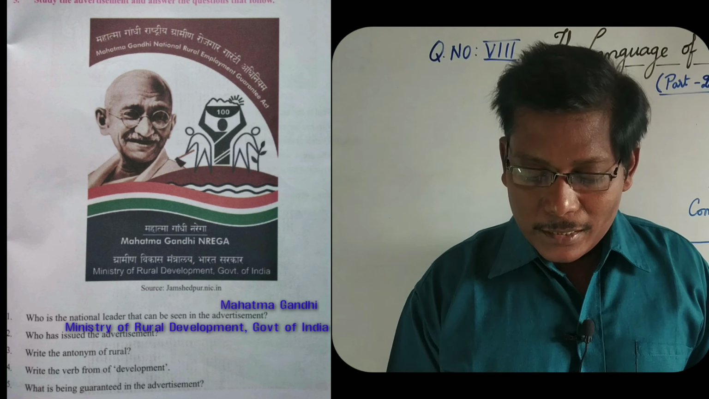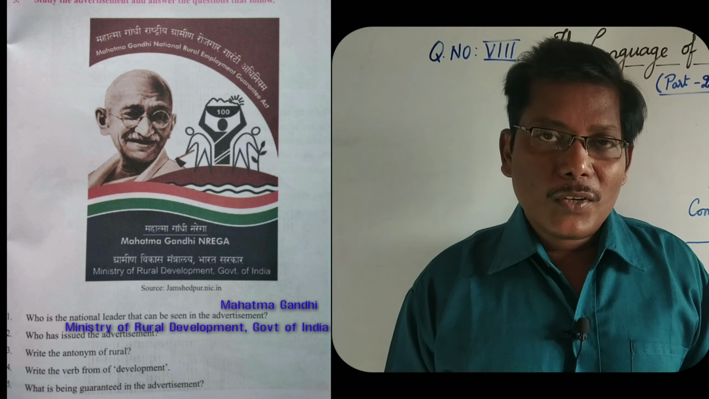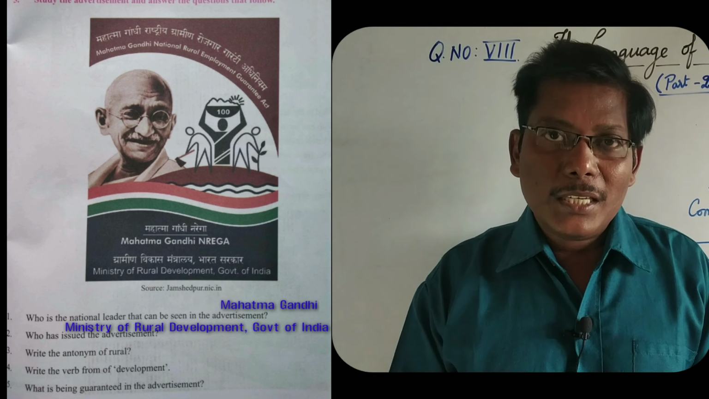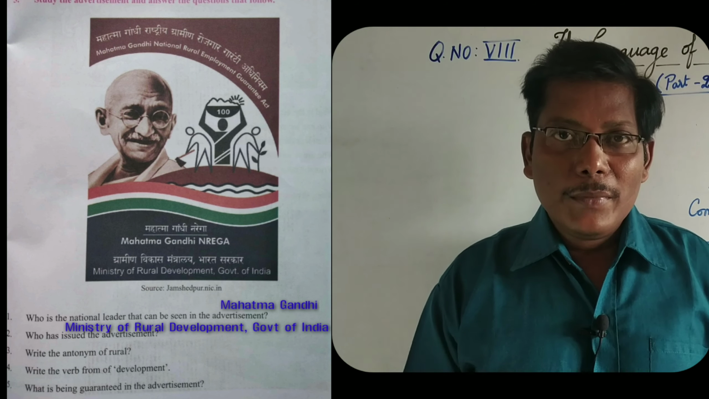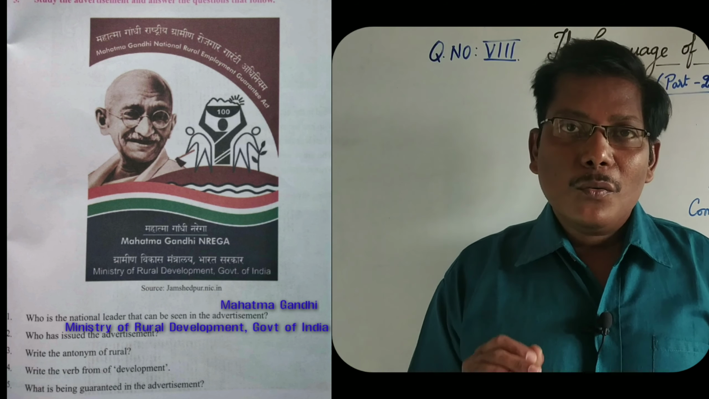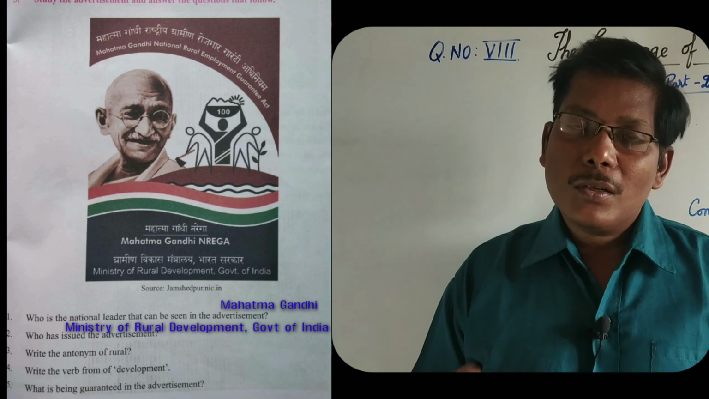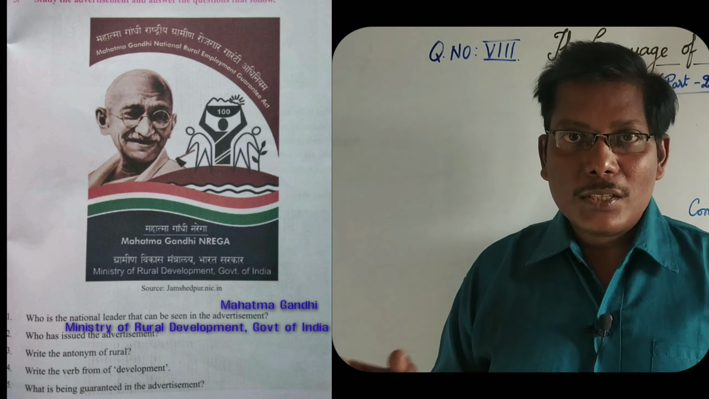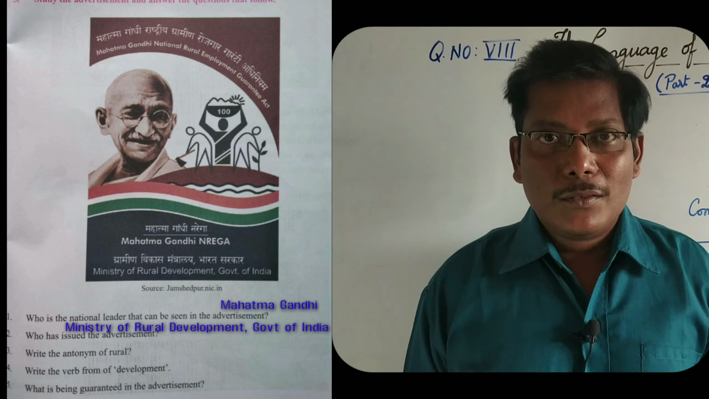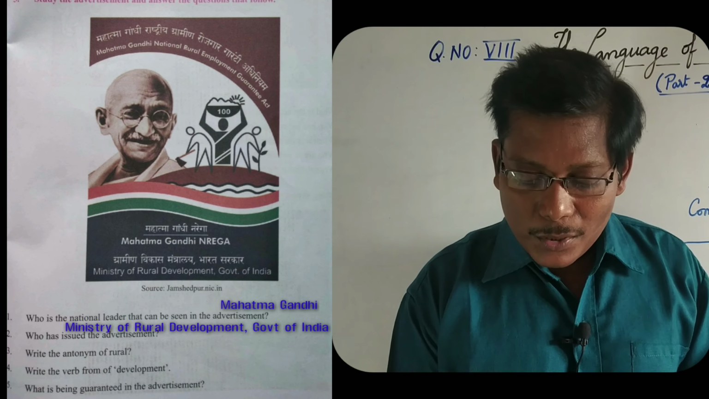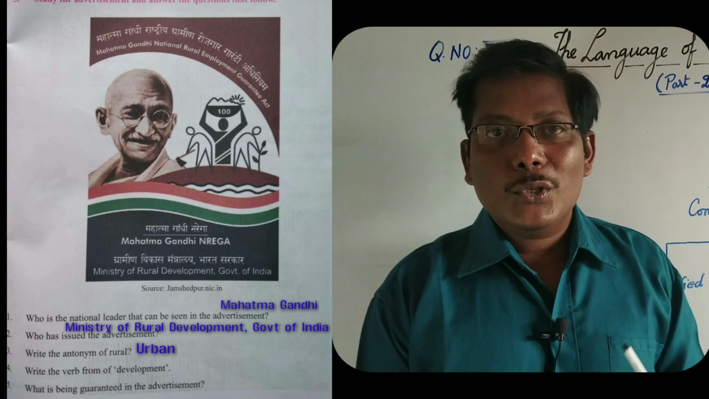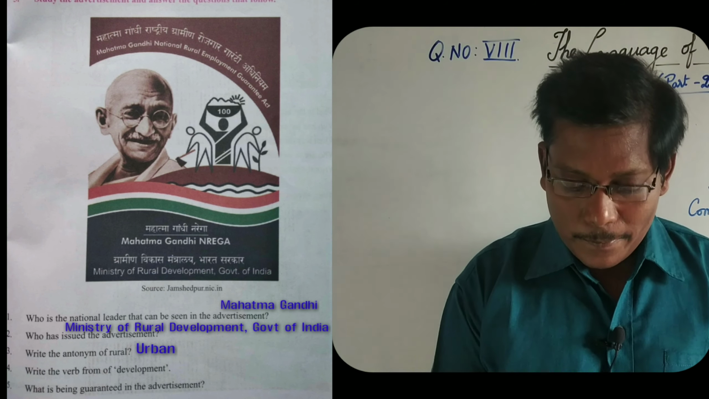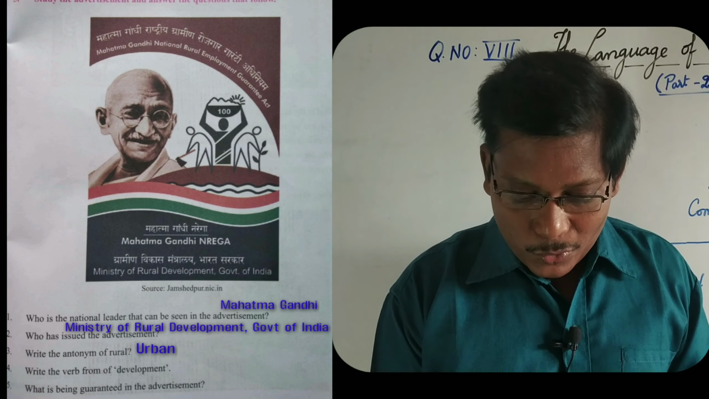So we have to write the opposite of rural. To write it, first of all, we have to understand the meaning of rural. Rural means village. So what is the opposite of village? Town, okay, or city. Then this town or city can be called urban. So the antonym of rural is urban. URBAN, urban.